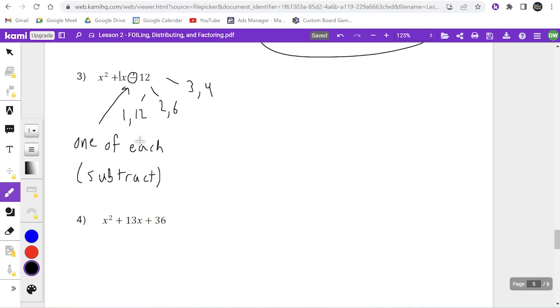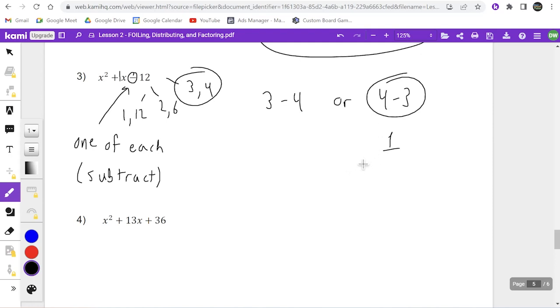So if I do 1 minus 12, that's 11, or negative 11, which is not what I want. 2 minus 6 is 4, or negative 4, which is not what I want. And 3 minus 4 is 1, or negative 1. That's the right one. It's 3 and 4. Now it's either going to be 3 minus 4, or it's going to be 4 minus 3. Well, 4 minus 3, that's positive 1, so that's the one I want. So the correct answer is x plus 4 times x minus 3.